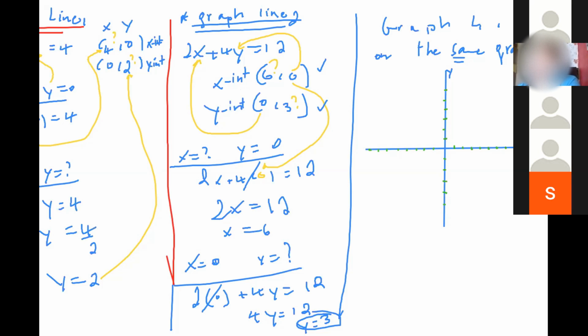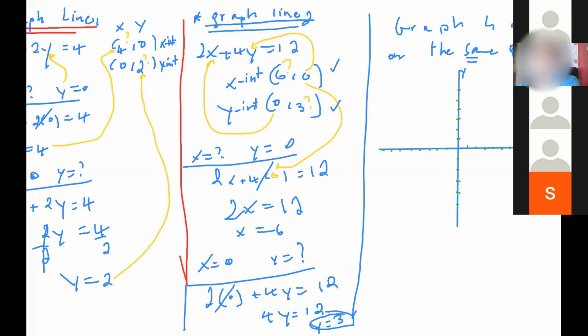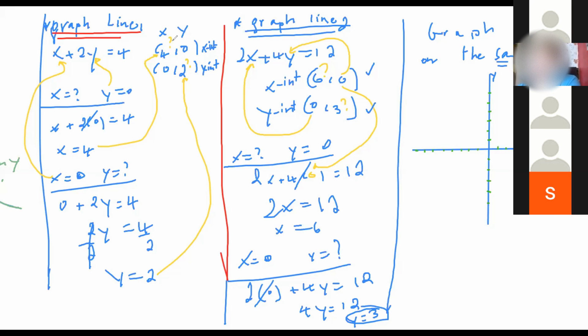Start with the first line. The first line, we have 2 points: 4, 0 and 0, 2. Okay, that's the first line here. We have 4 and 0.